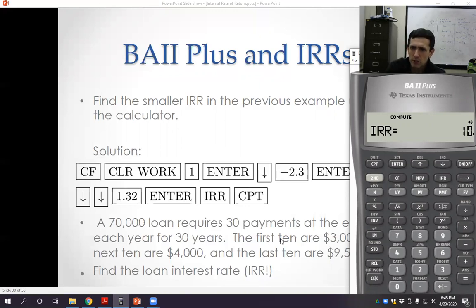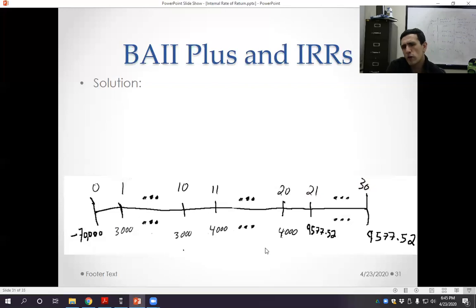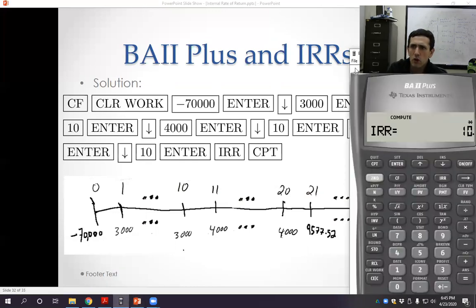All right, so how do we do that? Again, it's a mouthful. Well, first of all, here's the cash flow associated with the problem, and we're going to enter all of this. Again, this is just for your reference, so let's just slowly go over it.